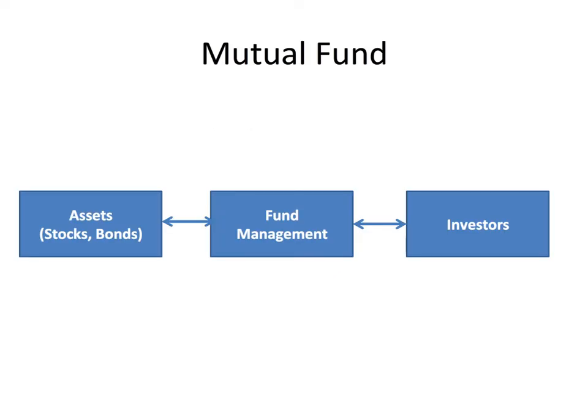Mutual funds work as follows. Investors will place their money in funds, and fund management will invest those funds in assets. Those assets are always specified in the prospectus, so an investor will know the types of assets that will be invested in this fund. The investor will then receive returns from those assets, and fund management will collect a fee for making the investments on behalf of the investor.